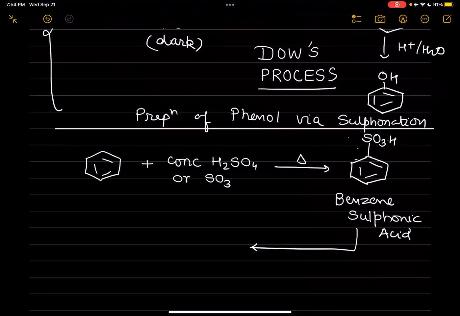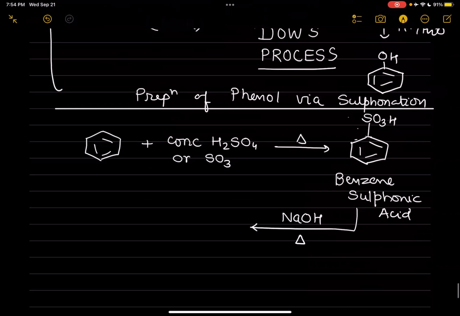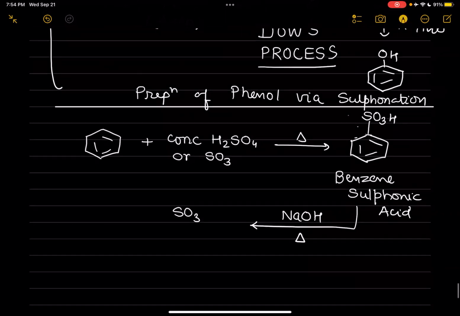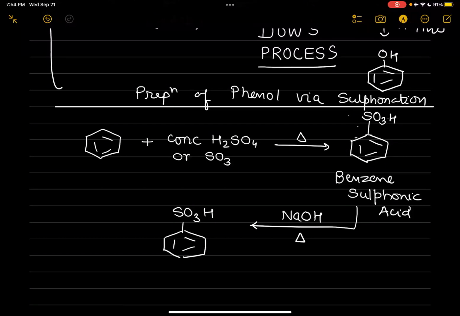Then you react that benzene sulfonic acid, heated with strong NaOH. So OH minus will come in and push away the SO3H. It will initially be SO3Na. Because it is a basic medium, you can write it as SO3Na also, directly you can write, right? Followed by acidification.